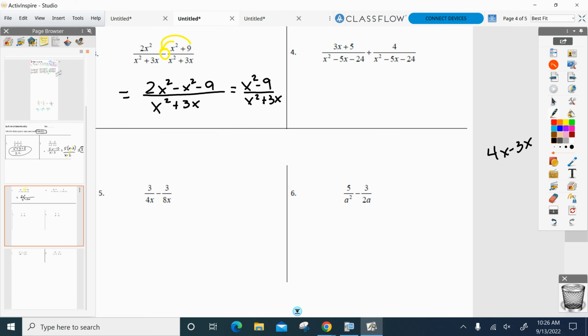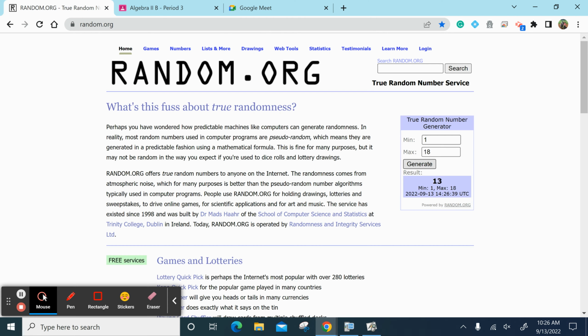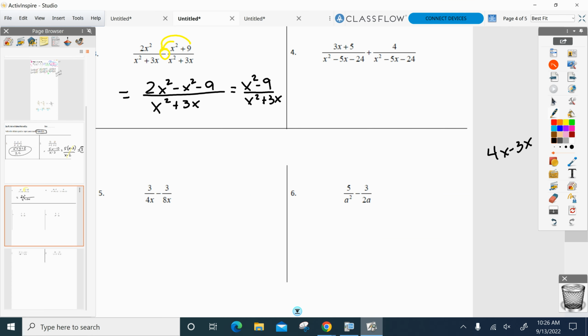We'll brush the cobwebs off, right? Oh, we're not done. That's not simplified. Why not? Talk to me. Here we go, 13. Talk to me. Why isn't that simplified? Go ahead.